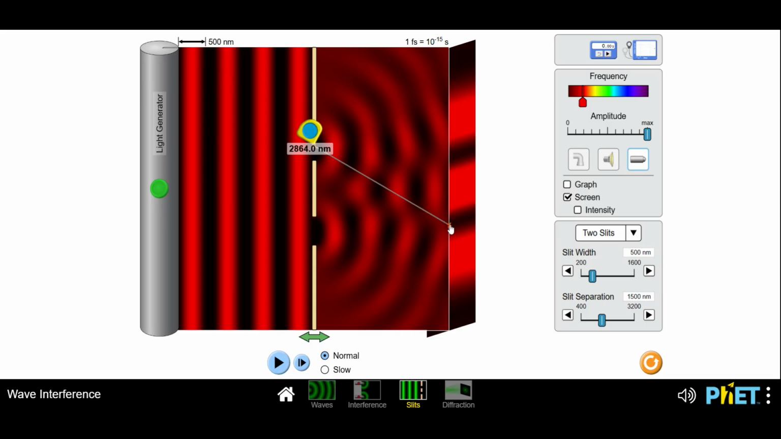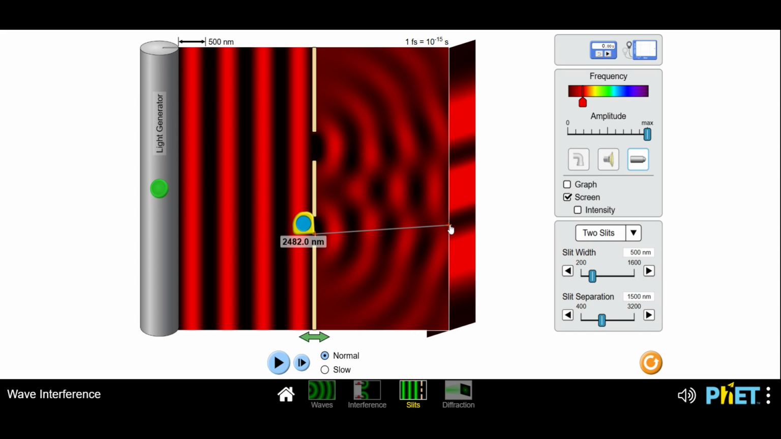So how many wavelengths does it take to travel from the top slit to this dark spot? It is just under 4.5. So just under 4.5 wavelengths, and the other just under 4 wavelengths. So the difference between the distance travelled from the light coming from the top to that dark spot and the light travelling from the bottom slit to this dark spot, the difference in the distance travelled is half a wavelength.